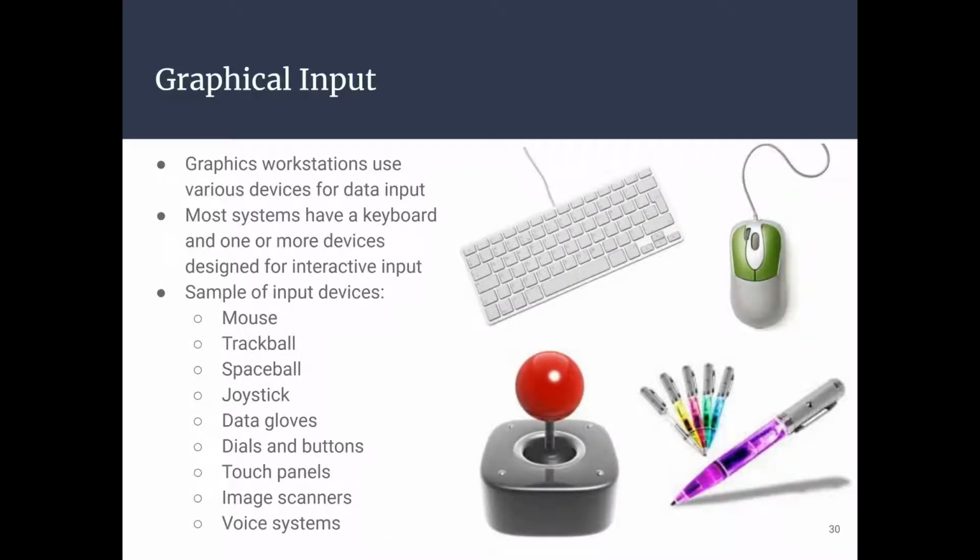And now graphical input. We talked about graphic workstations already, and graphic workstations use various devices for data input. Most systems usually have a keyboard and one or more devices designed for interactive input. Some examples of these input devices are mouse, keyboard, trackpad, data glove, image scanner, and voice system. All of these are used for graphical input and to be able to get data into these graphic workstations. And Neil will actually be going more in depth about these input devices.